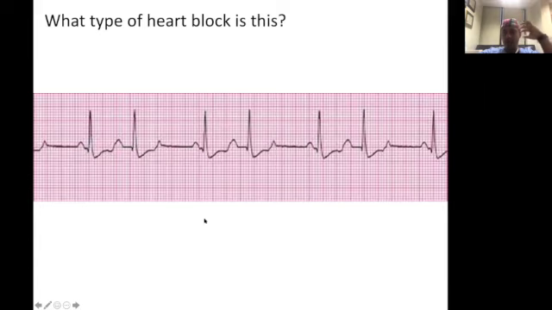All you have to recognize is, okay, in a normal sinus rhythm, the PR interval is fixed, or it's the same. But on this one, the PR interval is changing. So that's the abnormality I want your eyes to be able to start picking up, okay?